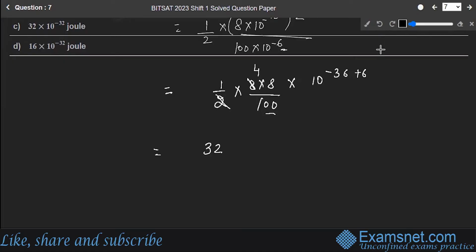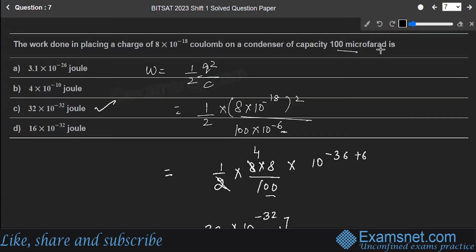Okay, I'll take this one also in the numerator, into 10 raised to power minus 32 joules. This is the right answer to the question, and you have option C as the correct answer. Hope you understood this. Next is question number 8.